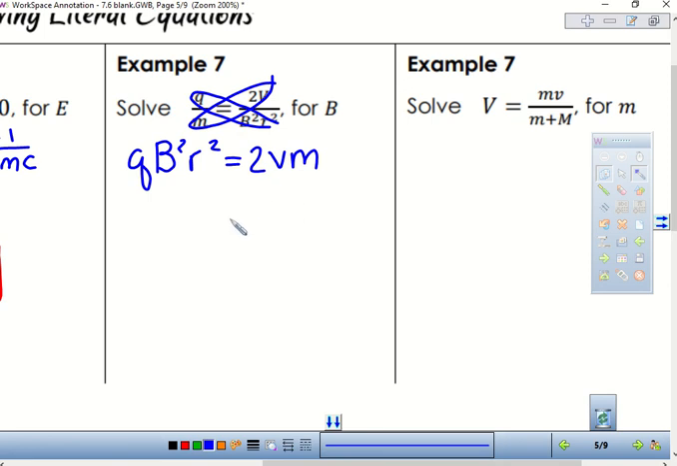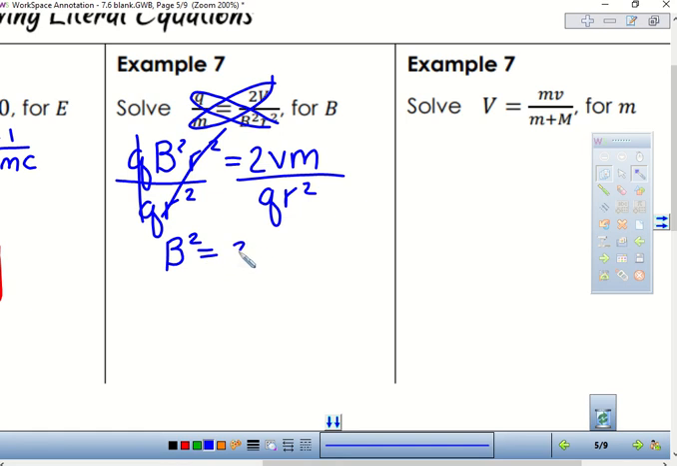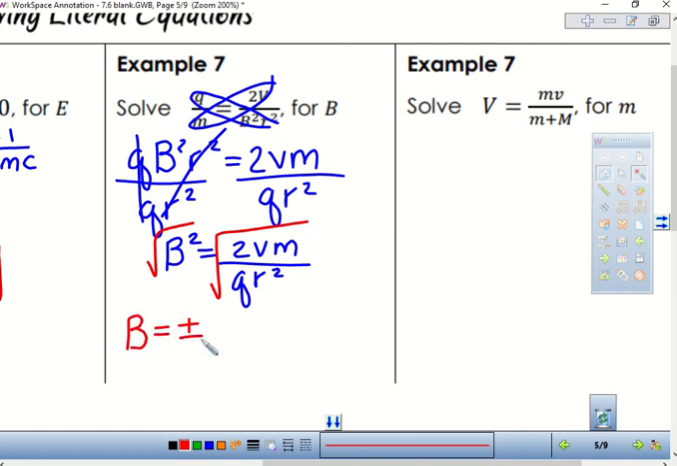And then I want to solve for b. So I need to get everything that's not b to the other side. This is multiplication. So I'm going to divide both sides by qr squared to get rid of this to get b by itself. Which will leave me with b squared is equal to all of this. But I'm not done because they didn't say solve for b squared, they said solve for b. So what do I need to do then? Good, square root both sides, which is going to leave me with b is equal to plus or minus.